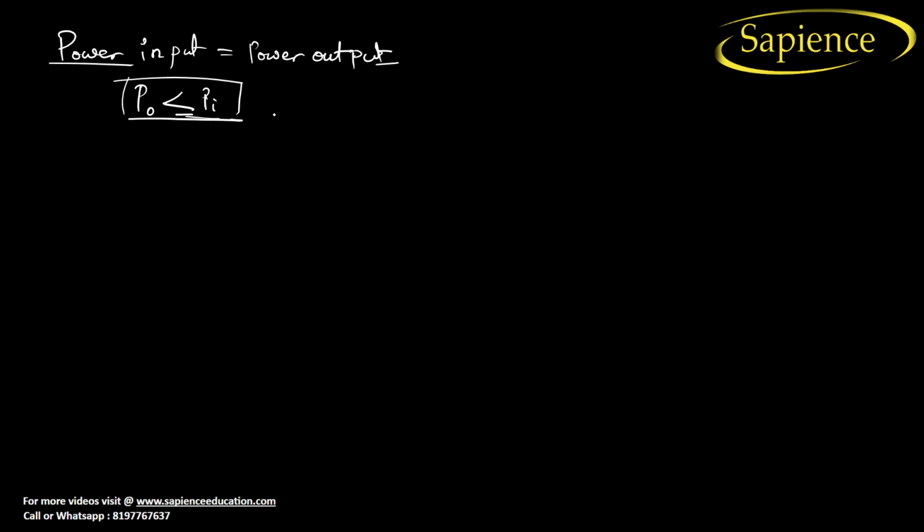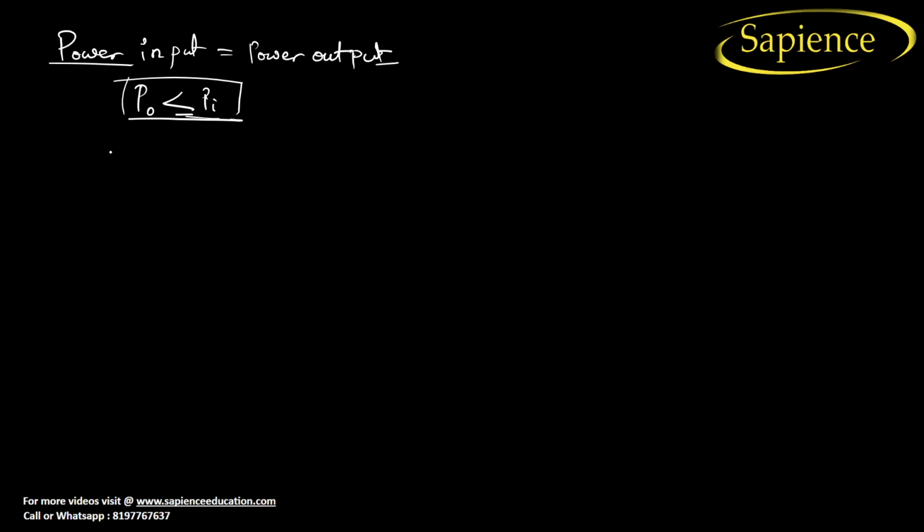Now one more thing is that as per conservation, you cannot get any power or energy without supply. So power will remain constant. Power input is equal to power output. Whatever power we give, our output power will be equal to the input power, or at most the output power is less than or equal to the input power. So this is the scenario.